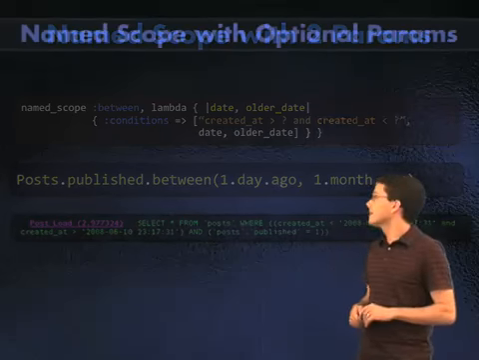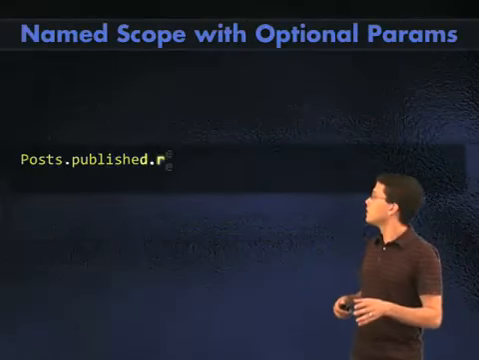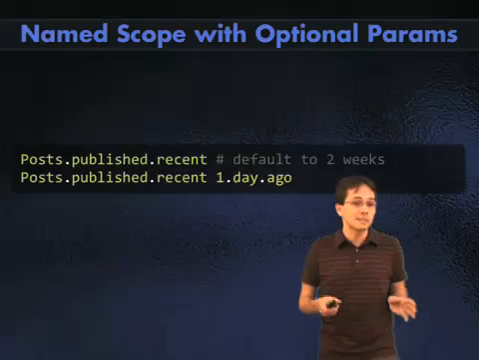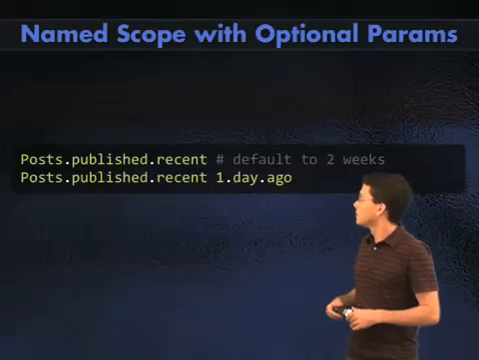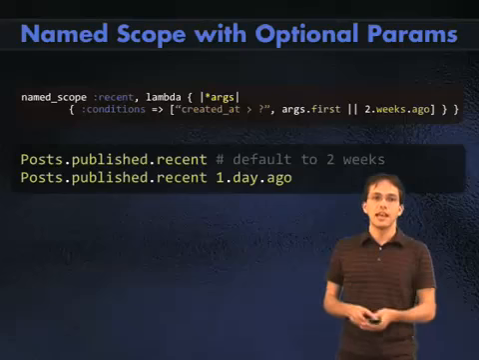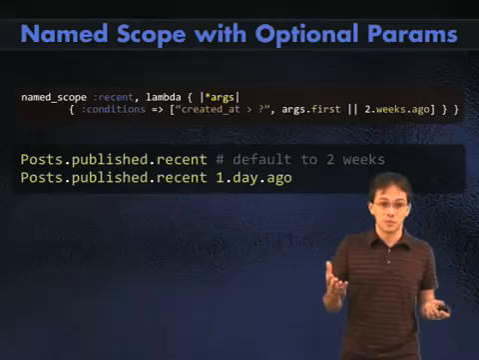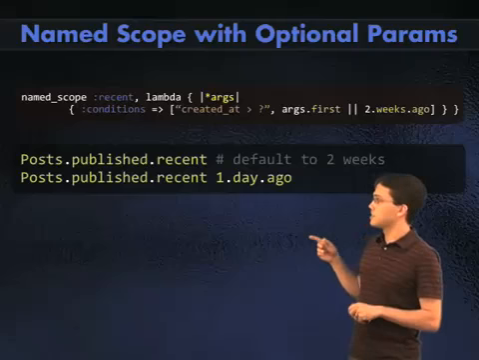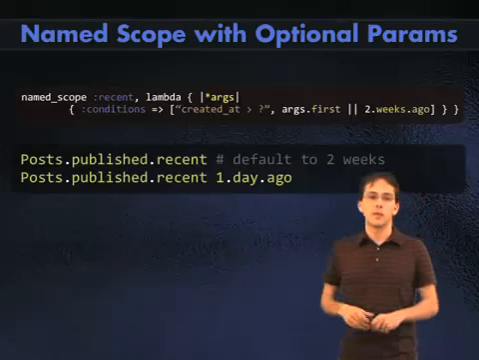Lastly, I want to show you guys how you can do namescope with optional parameters. For example, maybe you want to pull all of the published recent posts and have that default to 2 weeks ago, but sometimes you might want to specify what recent means and send that in as well. To do that, you use the splat operator. So you can use splat args, and what that does, so hopefully some of you guys are familiar with it, it allows you to send in as many parameters as you want, and it'll just put them into an array. So in this case, I just use args first if I send in a parameter. Otherwise, I can specify what I want it to default to.